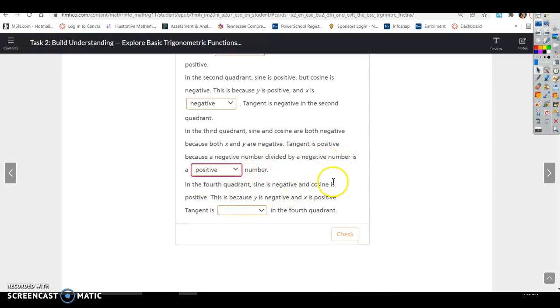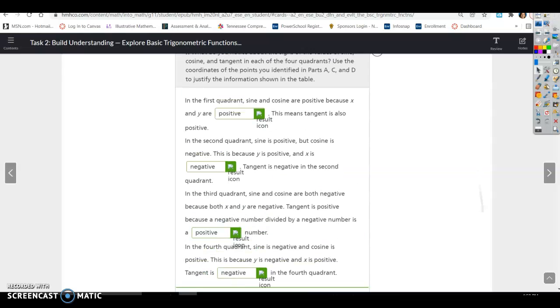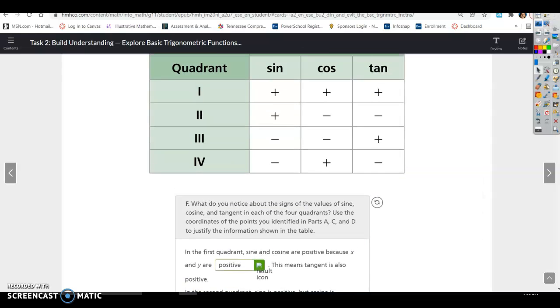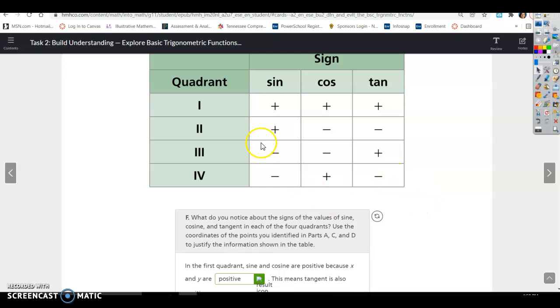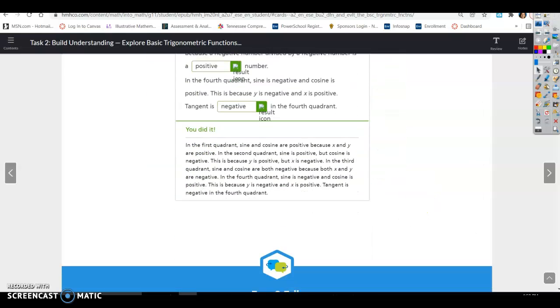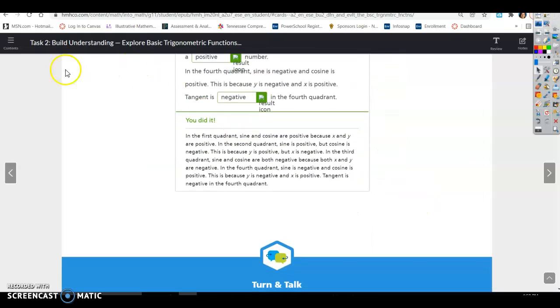In the fourth quadrant, sine is negative and cosine is positive. This is because y is negative and x is positive. Tangent is a negative and a positive is a negative. All right, so that is just putting into words basically what is in this table here. All right, that is all for task 2.